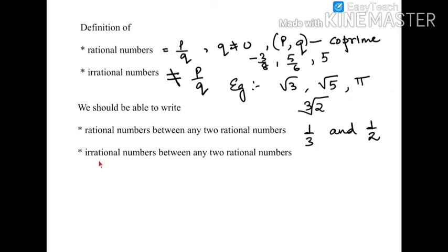Likewise, we also know how to list irrational numbers between any two rational numbers. Let's say we want to write down irrational numbers between 1 upon 3 and 1 upon 2. So we convert 1 upon 3 and 1 upon 2 into their decimal form and then write down the decimal numbers between these two numbers. Those decimal numbers should be non-terminating, non-recurring in order to be irrational numbers.